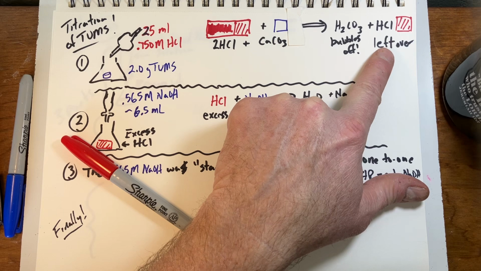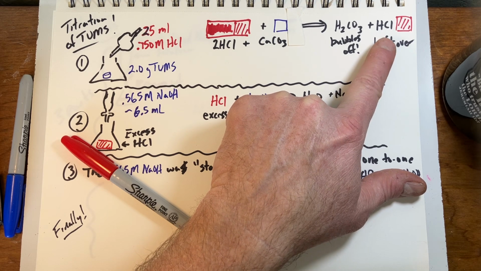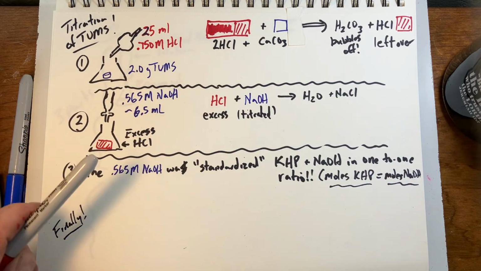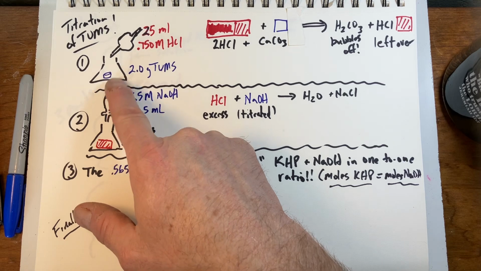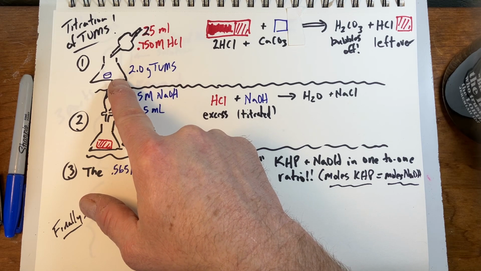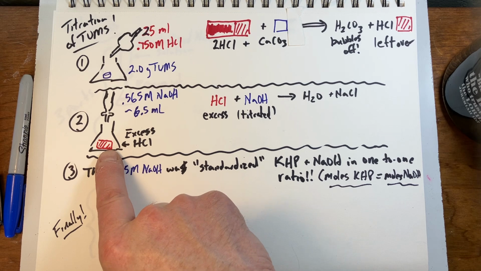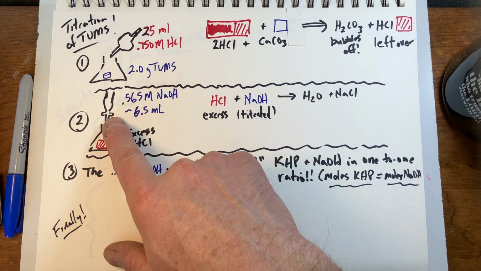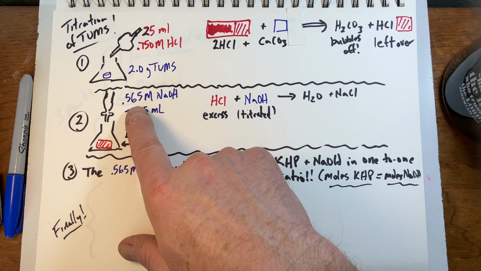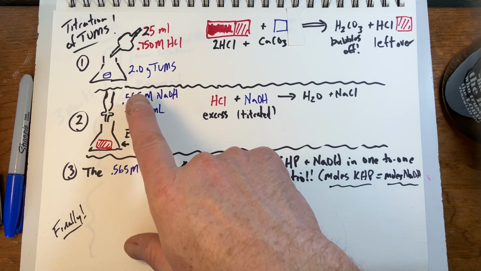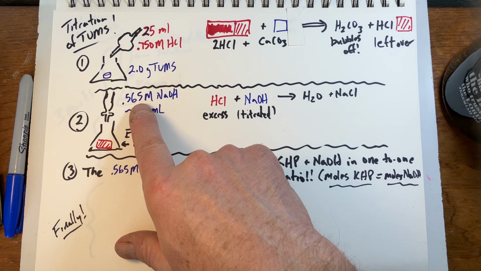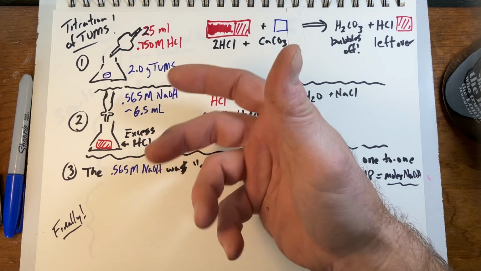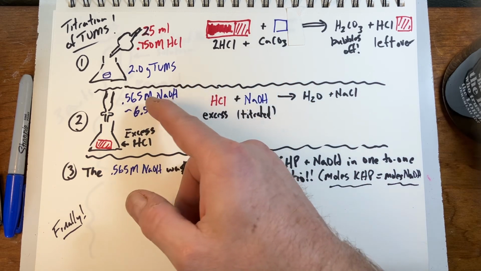Now this is the key. This is going into the second part. We have excess HCl. The HCl, you might say, that's left over. That's now in this Erlenmeyer flask that had the Tums completely neutralized, and now we have an excess of the acid. So back into that same Erlenmeyer flask, we're going to titrate a standard solution of NaOH. Now, I've just used an arbitrary 0.565 molarity NaOH for our discussion. In this case, you'll use your own standardized solution.